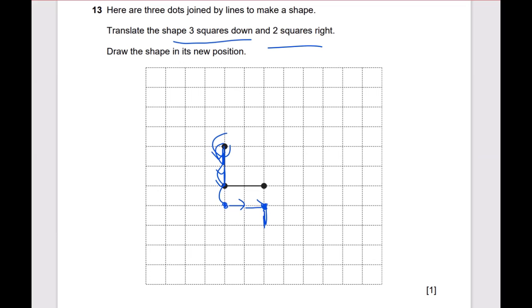So we make 2 units down here, and it's also 2 units to the right. So we put 2 units to the right here. So this will be our translation, 3 squares down, 2 squares right. So this is our answer. This is the dot, and this will be the dot.